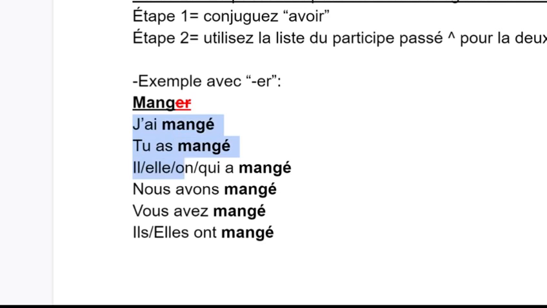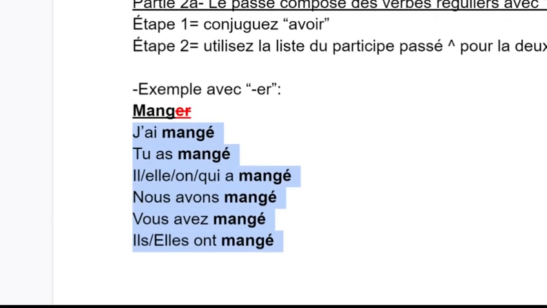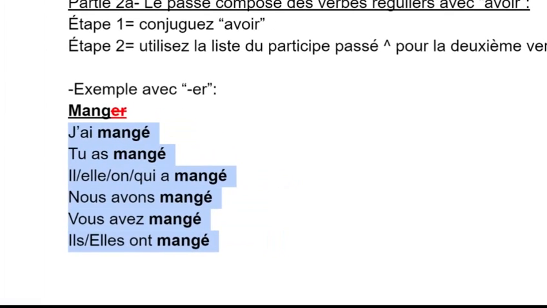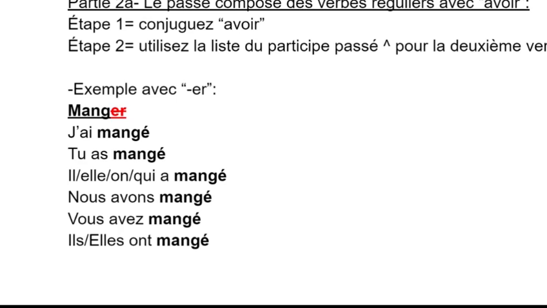Notice that for regular verbs with avoir, you don't need to make any agreement. For nous, vous, and ils, elles, they would be plural, but you're not going to be adding an S. Or, for example, for elle, you're not going to be adding an extra E after. That's only for être verbs, and we're going to be talking about that in just a bit.